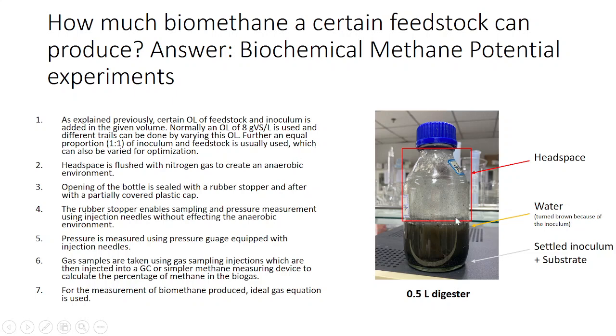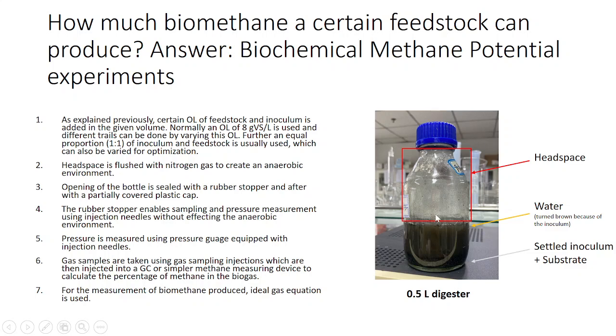Then a certain amount of water is added to obtain the desired overall organic loading. Then this is the headspace. For example, after you have added your water, you have to flush this headspace with nitrogen to remove oxygen to create an anaerobic environment. After that, you have to seal the headspace.